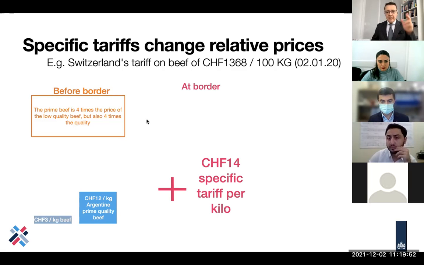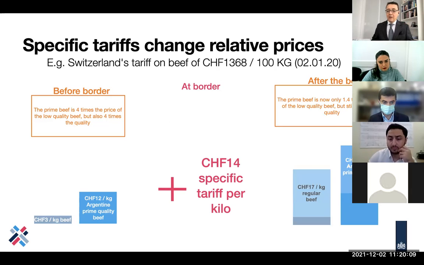But then both of these pieces of beef hit the border, and they get hit by a 14 Swiss franc specific tariff. Actually, not 14, but 13 and 68 cents. Let's do 14 for simplicity's sake. What happens? Well, now, the cheap Italian beef is 17 Swiss francs a kilo, whereas the Argentine beef is 26 Swiss francs a kilo. Now the prime beef, the Argentine beef, is not 4 times the price, but only 1.4 times the price. Both are more expensive, but the cheaper one is proportionally much more expensive than the expensive one.